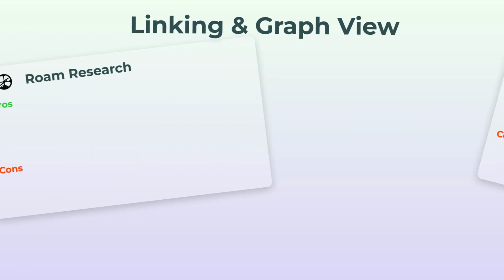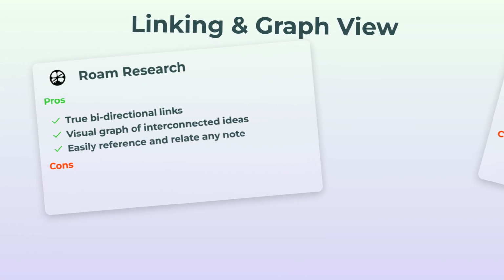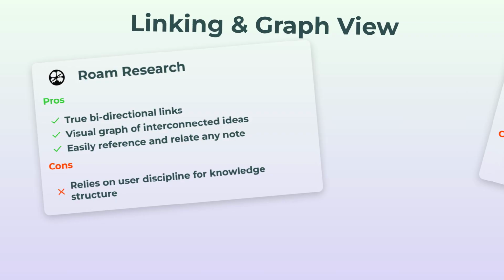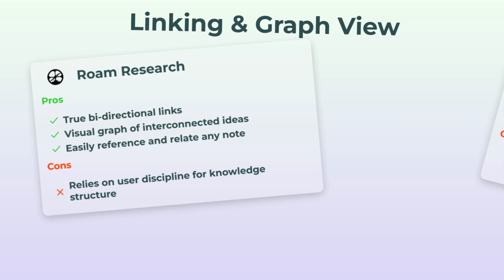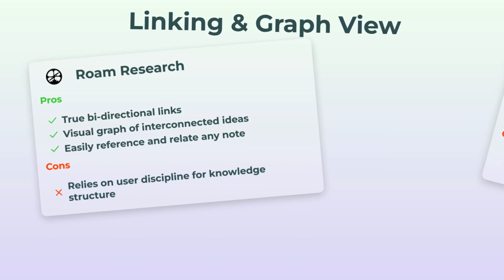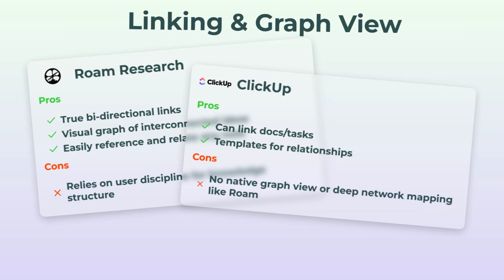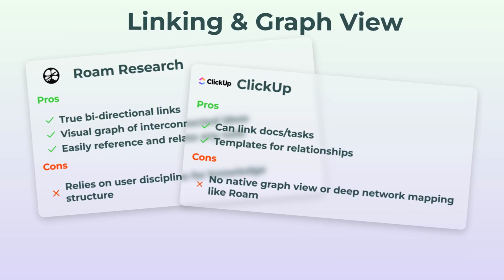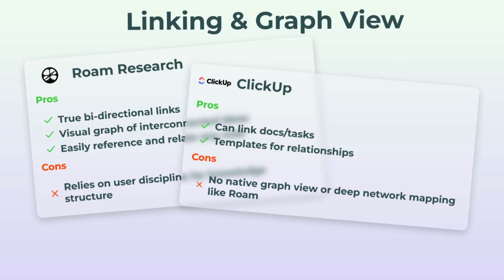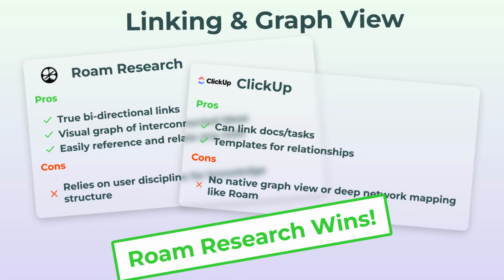All right, now linking and graph view. Roam totally nails it. Bidirectional links let you stitch up every thought with another, and that graph view, kind of mesmerizing when you see all your ideas as this web. Only catch, it works best if you actually remember to link stuff. On the ClickUp side, you can link docs and tasks, and sure, there are templates for relationships, but heads up, there's no real graph view. So if you're hoping for network mapping, Roam's the standout.